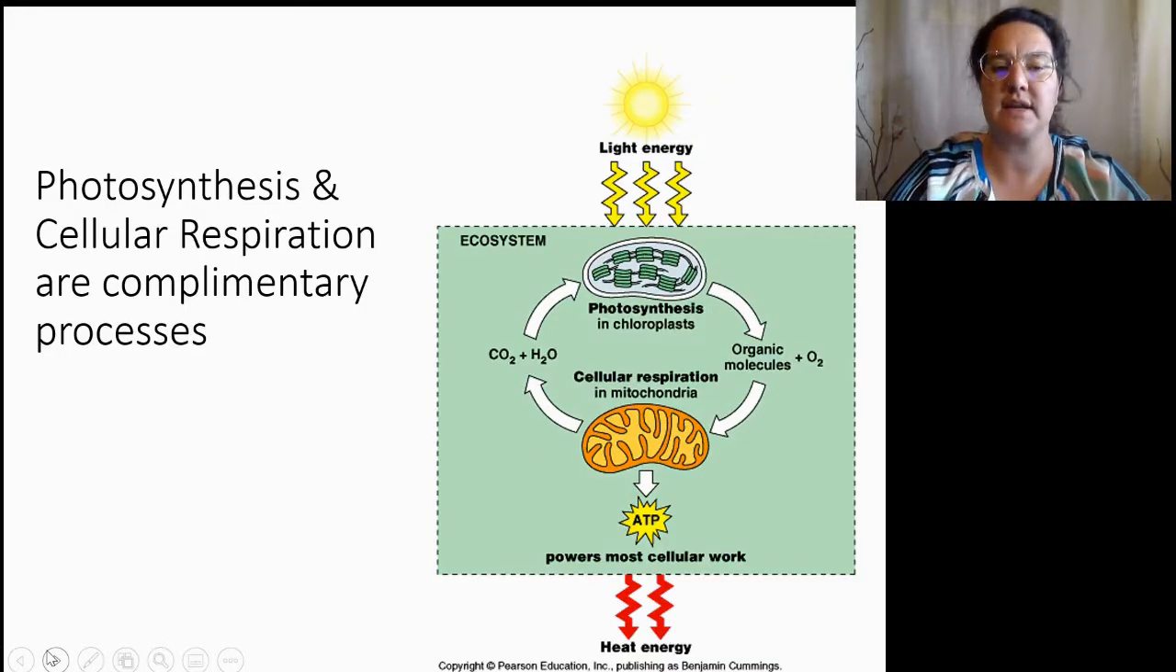So photosynthesis and cellular respiration are complementary processes. In photosynthesis, we take the input of light energy and combine it with carbon dioxide and water to produce organic molecules and oxygen. And cellular respiration takes organic molecules and oxygen and produces energy and releases carbon dioxide and water.